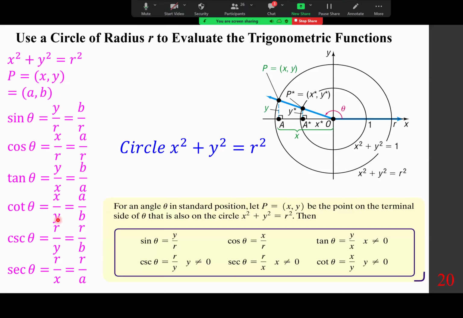And the rest of them are the reciprocals. So cotangent is the same as tangent, but the reciprocal, a over b. Cosecant, r over y, r over b. Secant, r over a. So as long as we know these two, we really should be able to come up with the rest of them. And it's given here. Needless to say, in all cases, the denominator cannot be 0, everybody. The denominator cannot be 0.